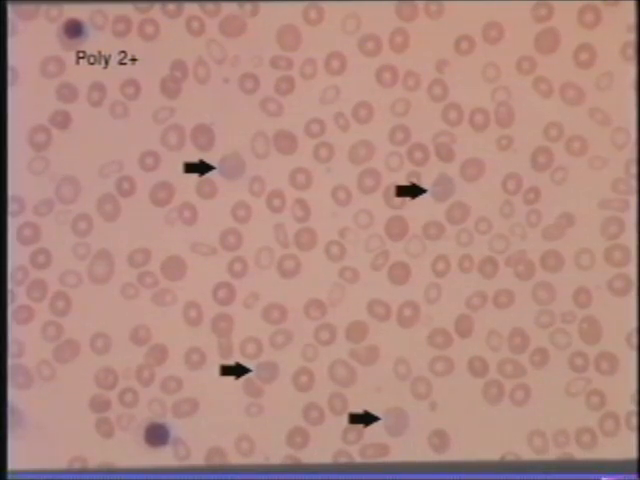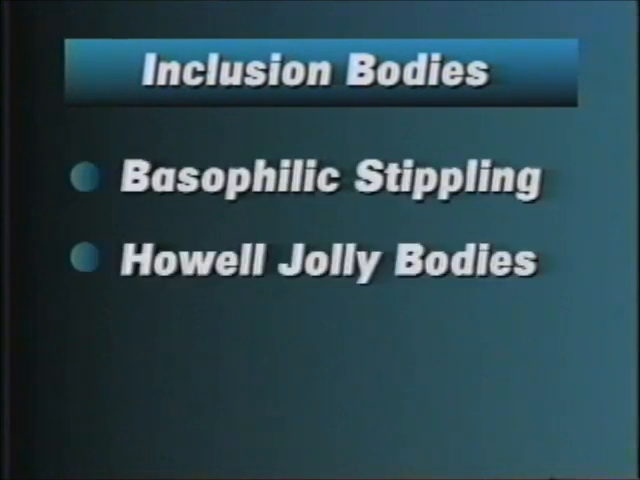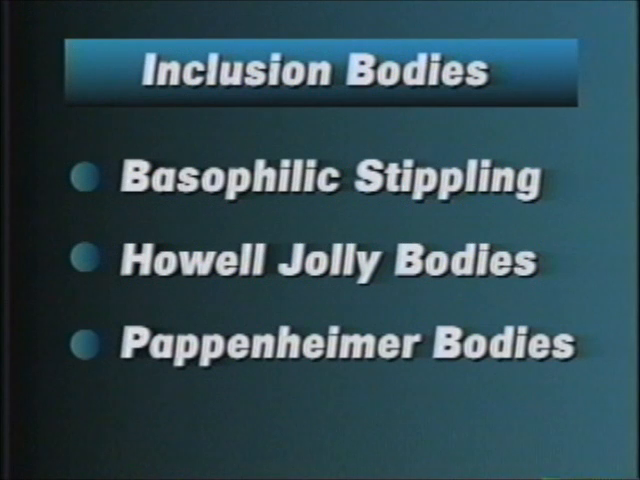The next morphology criteria that we're going to be talking about are inclusion bodies. In inclusion bodies, we've split up just a little bit, and the 3 that I'm going to talk about are basophilic stippling, Howell-Jolly bodies, and Pappenheimer bodies.